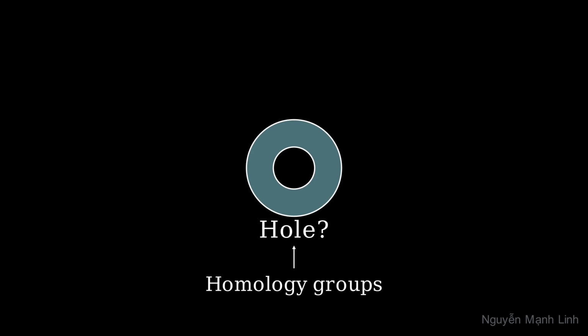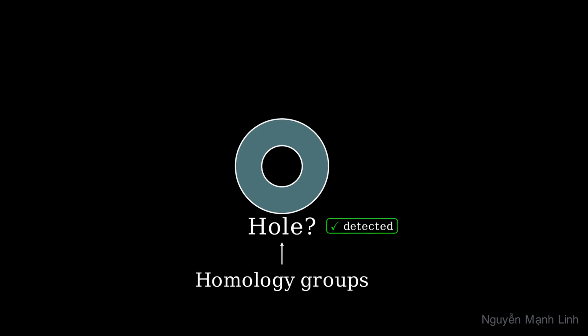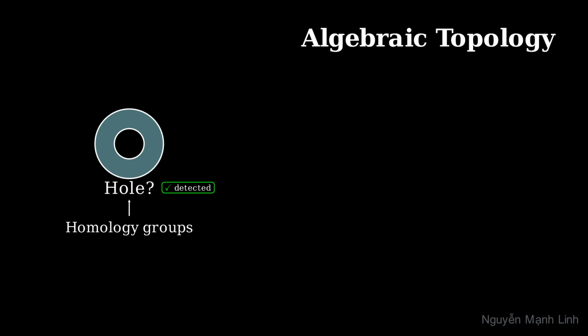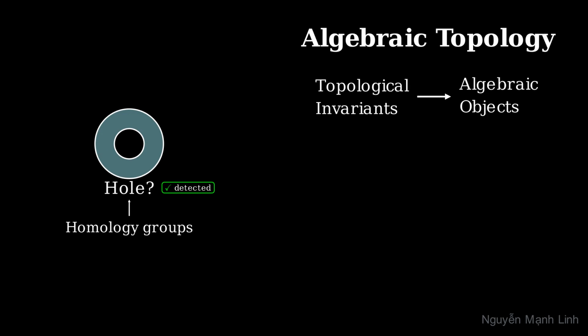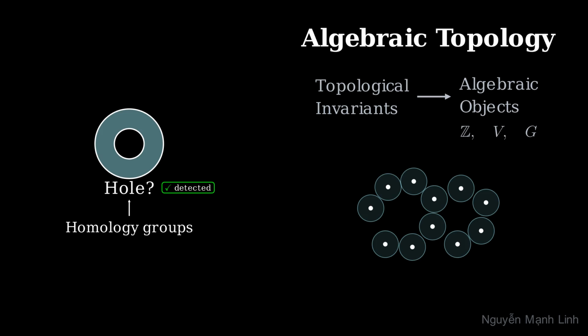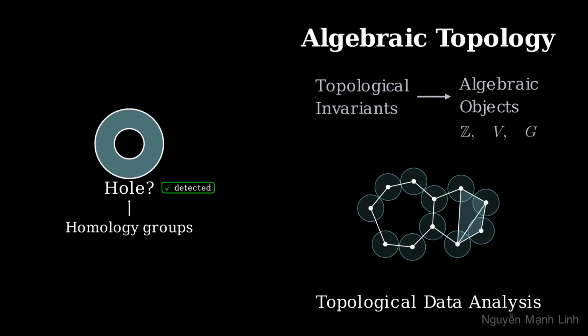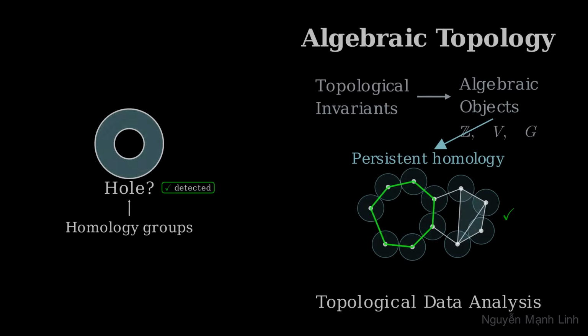Today, we are going to explore homology, a mathematically rigorous method for detecting holes and cavities in a geometric space. Homology is a fundamental idea in algebraic topology, the area of mathematics that translates topological information into algebraic objects such as integers, vector spaces, and groups. Although the subject may look highly abstract, it also plays a central role in topological data analysis. There, persistent homology uses algebraic computations to reveal geometric structures hidden in data.